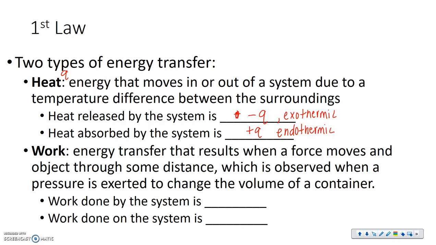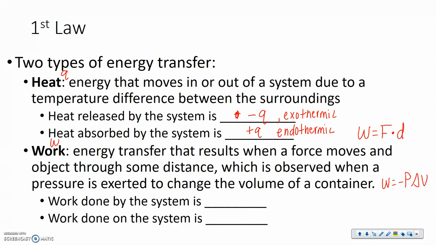The other type of energy transfer is work. So work has a symbol W. So this is an energy transfer that results when a force pushes an object through some distance. So your formula is force times distance for that given system. In chemistry and chemical reactions, we typically observe this force as a pressure, and the distance is observed through how much the volume of a container changes, whether it gets increased or decreased. So work can also be pressure times change in volume.